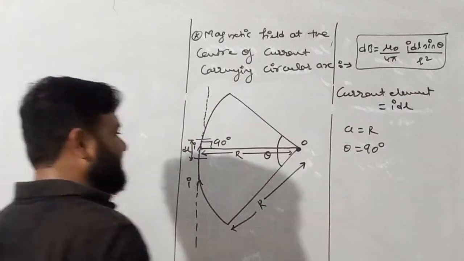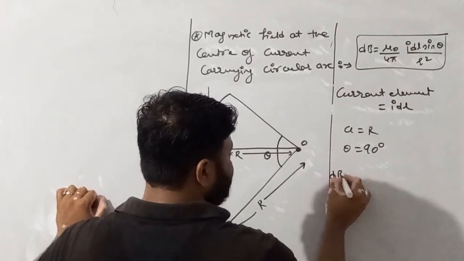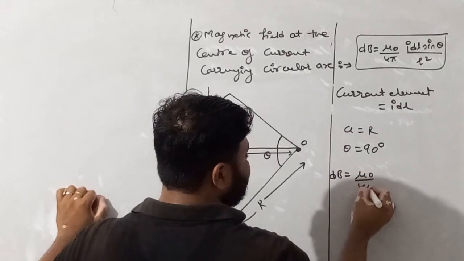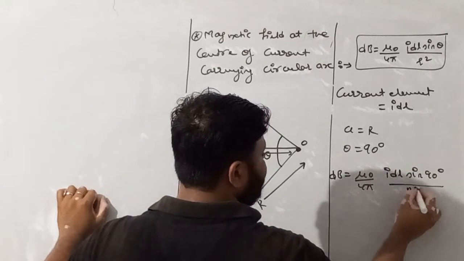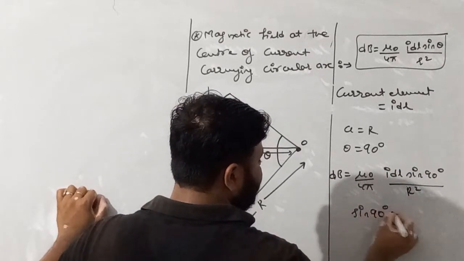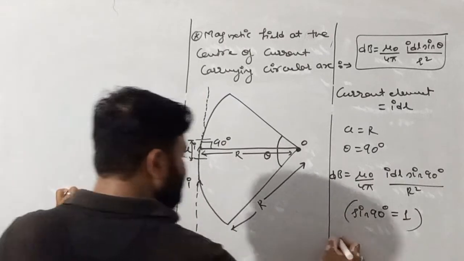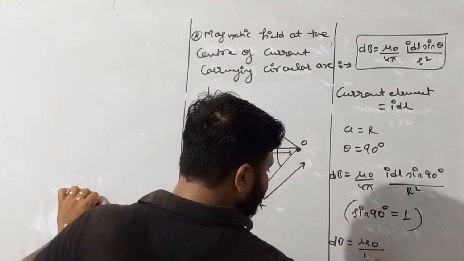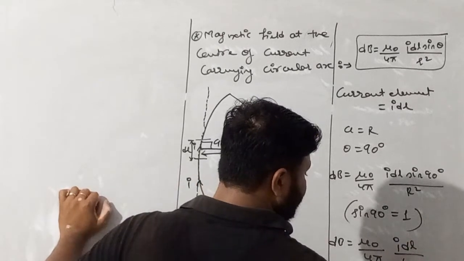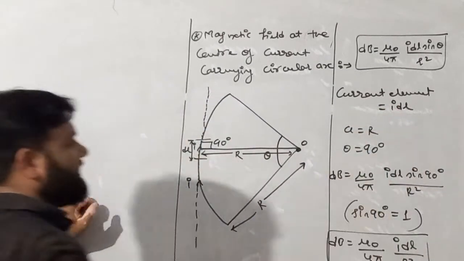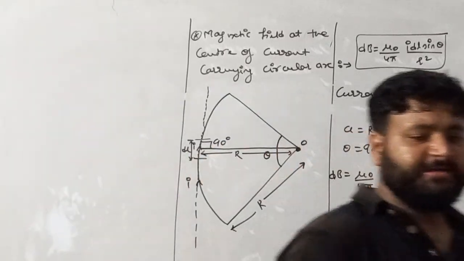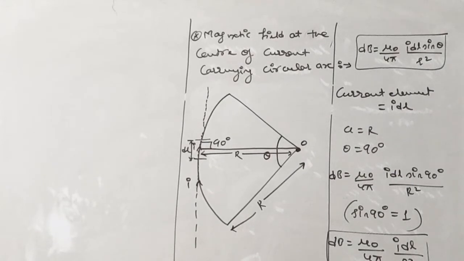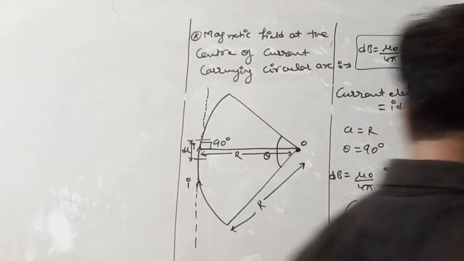Now put all the values in this formula. So dB becomes equal to mu naught upon 4 pi I dl sin 90 over r square. Sin 90, as we all know, is nothing but equal to 1. So dB becomes equal to mu naught upon 4 pi I dl over r square. This is the value of magnetic field due to this small current carrying element, or we can say due to current carrying length.